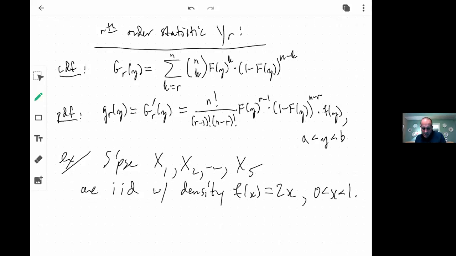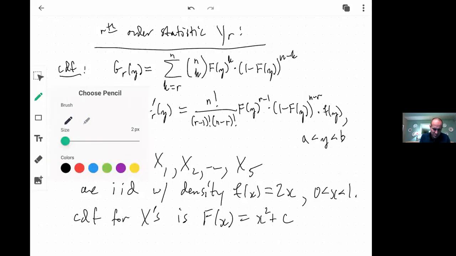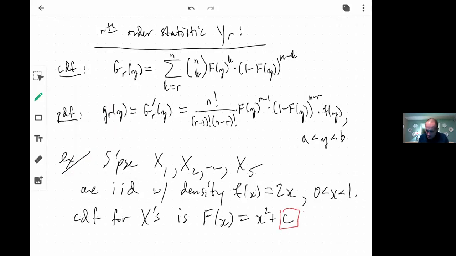Then of course, what would the CDF be? The CDF for the x's is capital F of x, and you could just integrate the density, so this would be x squared plus c. And then we could ask the question, what in the world is c for this thing? What is the constant of integration here?